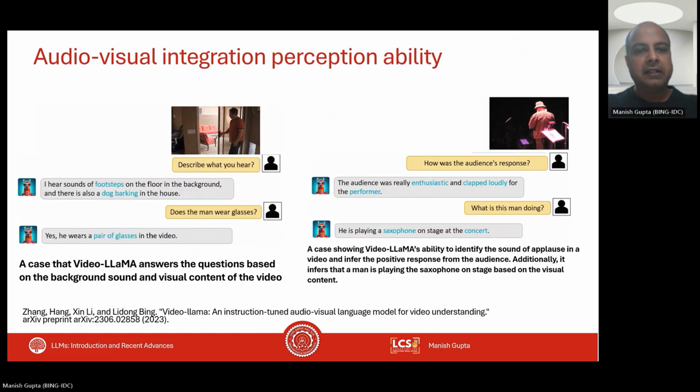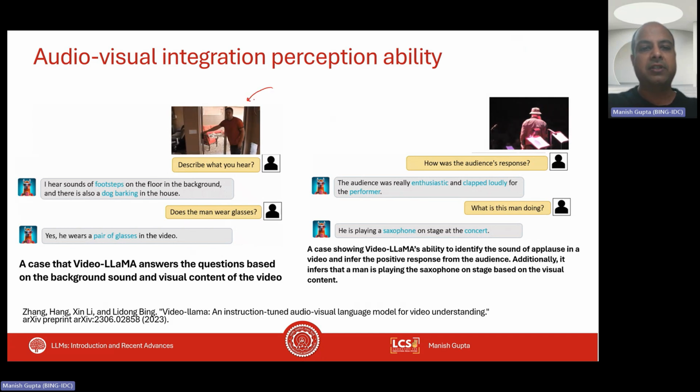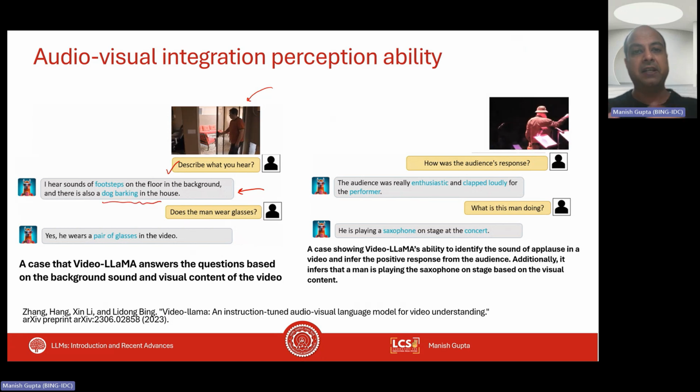Right? Now, so far we looked at image inputs. These models can actually also deal with audio-visual inputs. Although you may not be able to hear the sound here, you can imagine what kind of a sound this guy must be making, and what kind of a sound could be heard thanks to the dog outside, right? If the model is asked, hey, describe what you hear, the model nicely says, I hear sounds of footsteps on the floor in the background, and there's also a dog barking in the house. Okay. It can actually figure out the audio and then relate that audio with a description in the text.